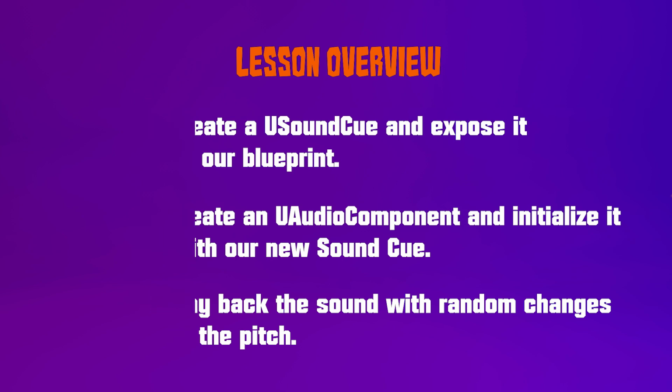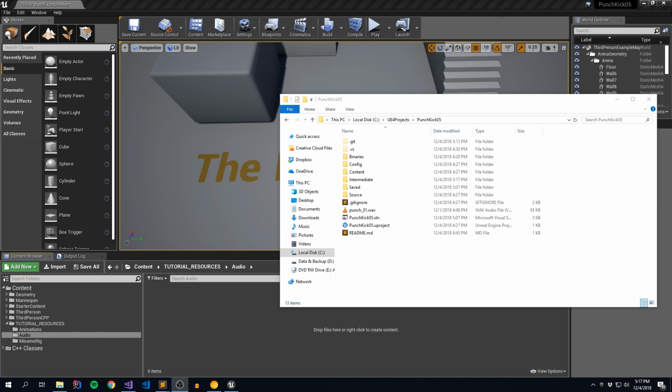So let's get started. Alright guys, so before we get started with implementing our playing of sounds, let's actually bring in our sound asset into Unreal. And to do that, just open up your project definition, or wherever you have the sound effect you want to work with, and drag it over into our tutorial resources audio folder.